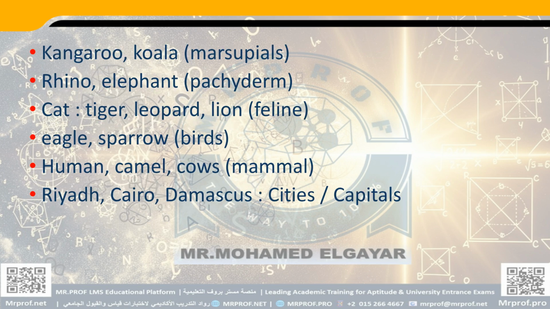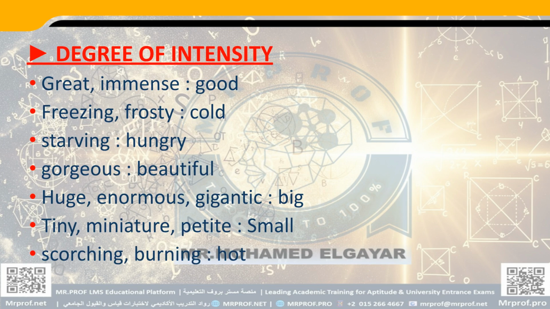Further examples of type and category include kangaroo and koala as marsupials, cat and tiger as feline, and human and camel as mammals. We also see cities or capitals like Riyadh, Cairo, and Damascus. Next, we have the degree of intensity. These analogies show a relationship between words where one is a stronger version of the other. For example, immense is a high degree of good, and scorching is a high degree of hot.